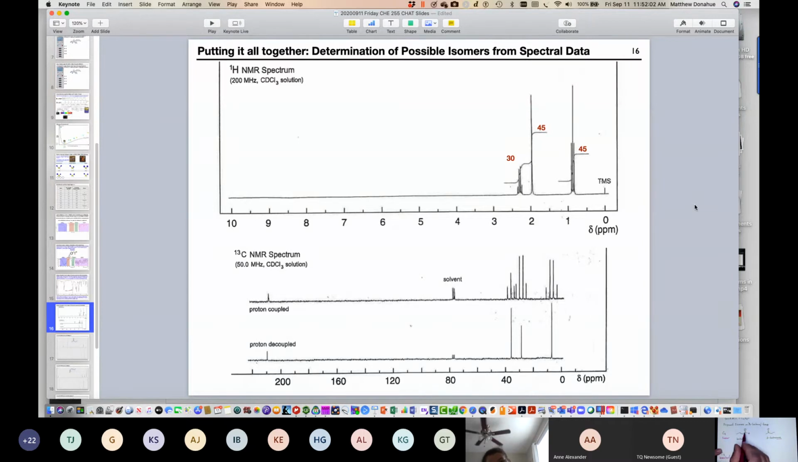So for butanal, how many unique sets of hydrogen do you see?